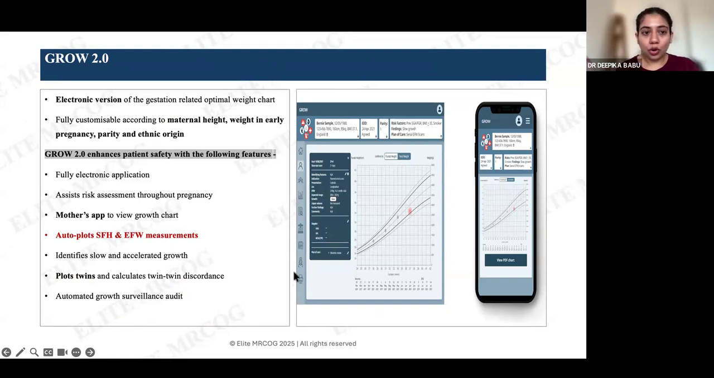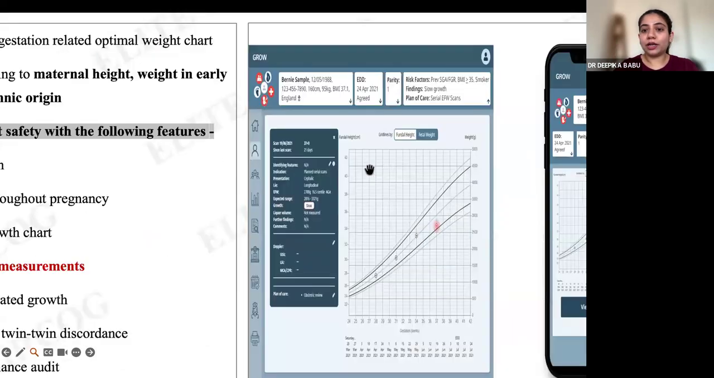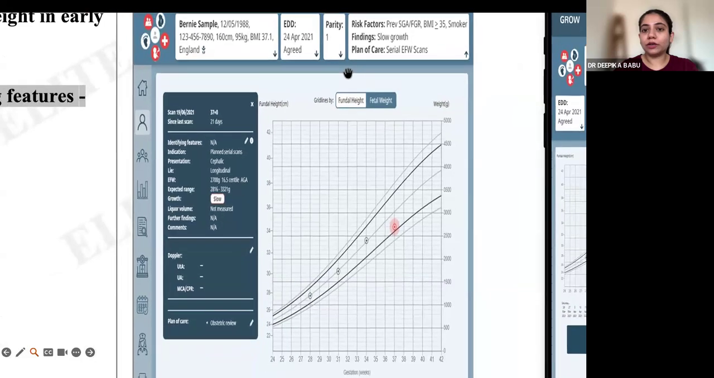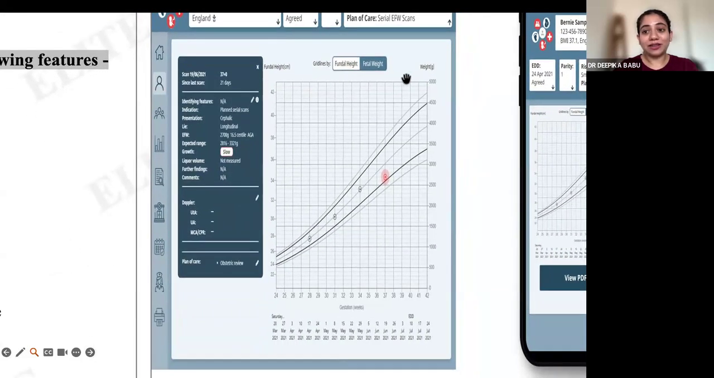So the GROW 2.0 is basically an electronic version of the gestation related optimal weight chart. As I mentioned, we can use it for both fundal height and fetal weight. So both can be used. Here they have taken fetal weight. That is why you can see it in the form of a circle here, and they have been monitoring. Okay, it's very, very easy.